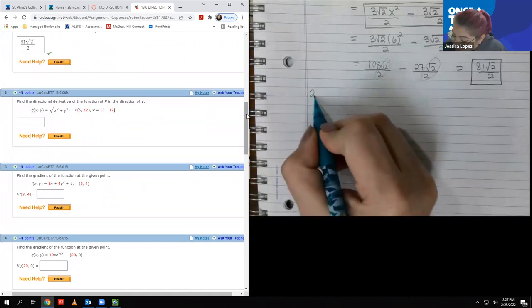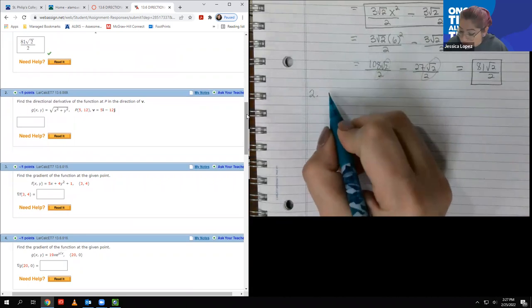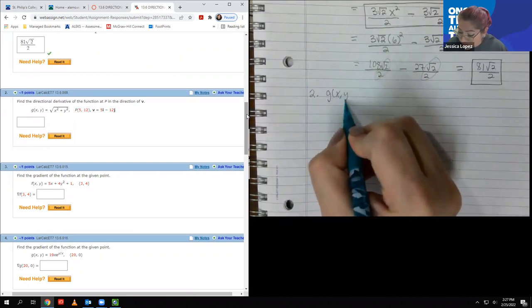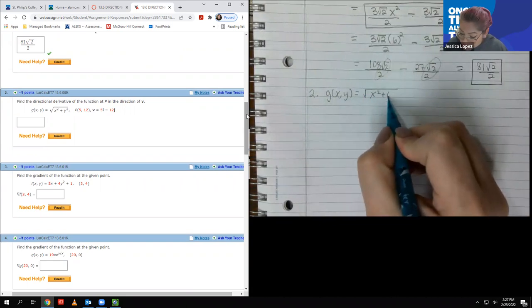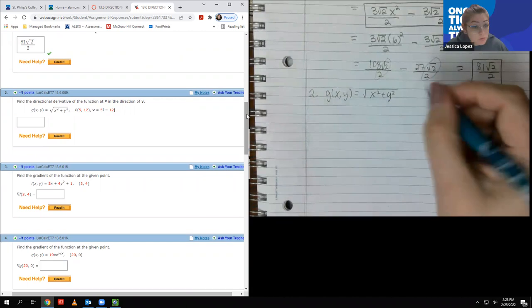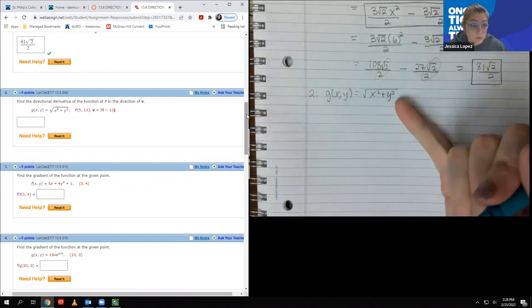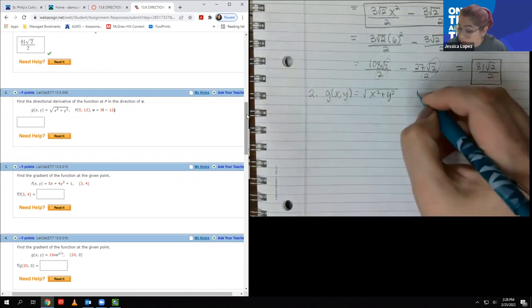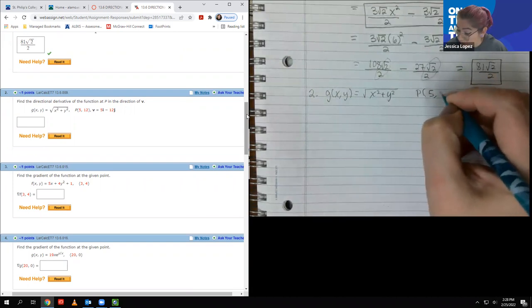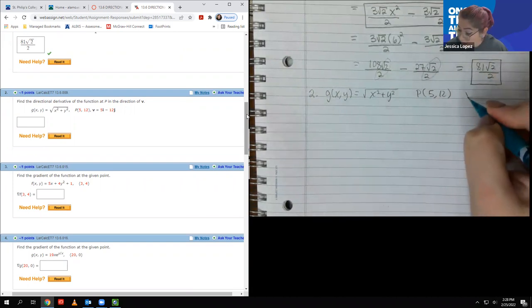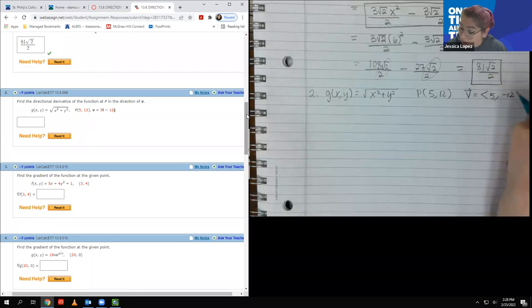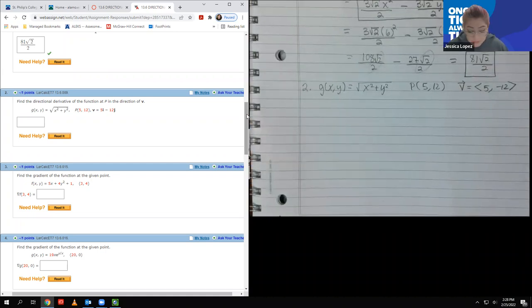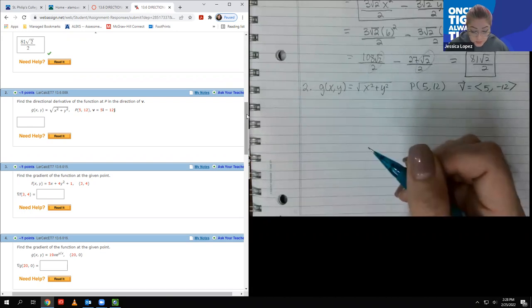They can get algebraically intensive eventually, but we're just gonna keep going and see how bad they get for us, right? Particularly in this homework section. So this time it gives me the function, the square root of x squared plus y squared. My point is 5 comma 12. And my vector, again, I'm gonna write it in component form, is 5, negative 12, okay? So I'm gonna do the same thing as before.